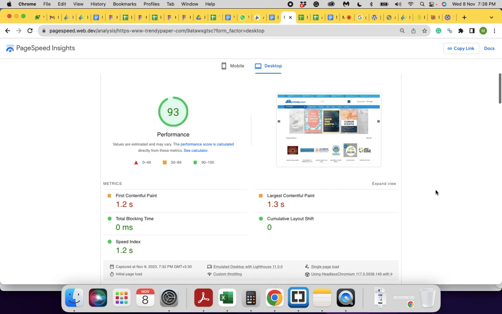CDN is content delivery network. Cache is a copy of your web page that is held or stored in the browser, and the browser serves it from the browser itself and not from the server. The request doesn't go to the server. All these things can be taken care of by adding certain pieces of code.